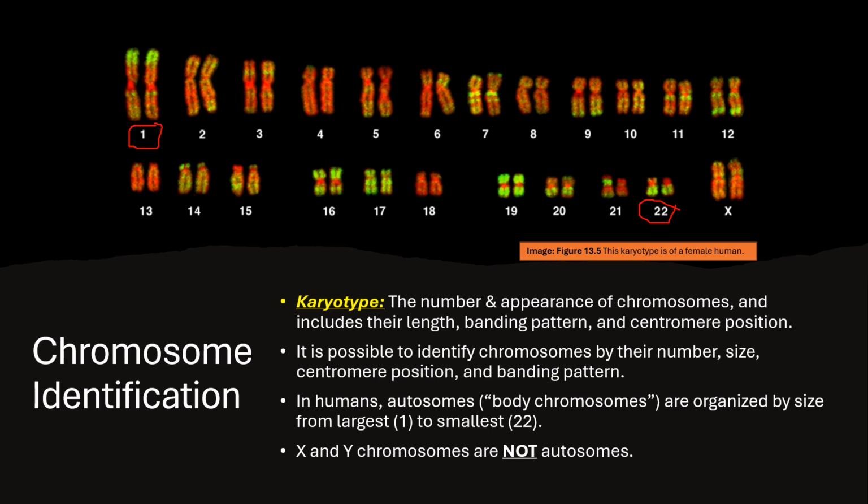It's also possible to identify chromosomes by their number, size, centromere position, and banding pattern. Once again, in humans, we label our chromosomes from the largest on the left side of our karyogram to the smallest on the right side. X and Y chromosomes, once again, are not autosomes. Autosome meaning self-some, auto meaning body chromosomes.